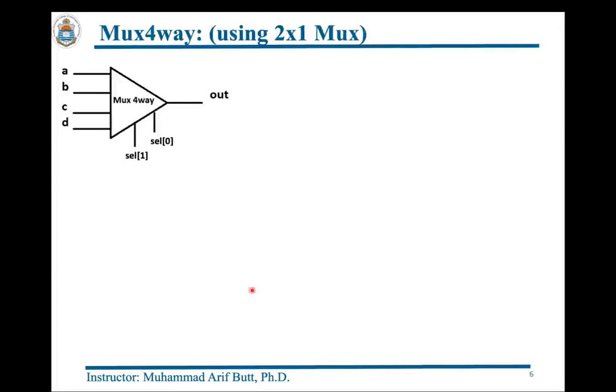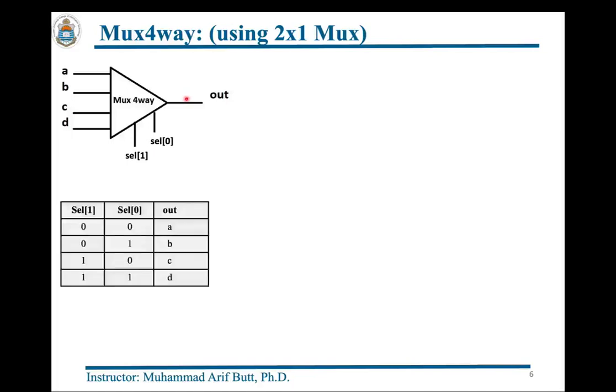This is our MUX four-way chip. Suppose that we want to design a chip which has four inputs instead of two. Four single-bit inputs are coming in, and based on these two selection lines, it is decided which of these four inputs needs to be sent on the output of the circuit.